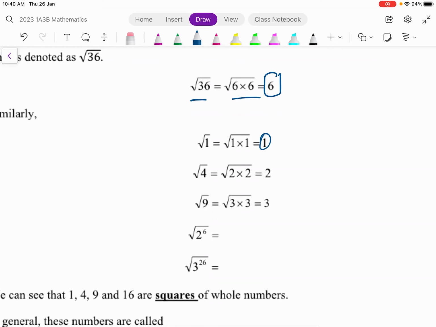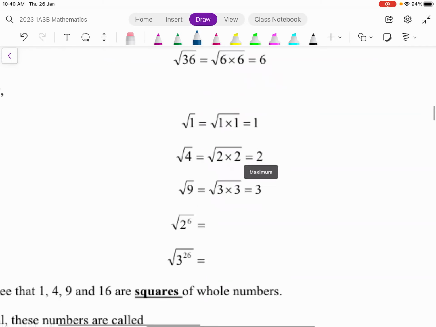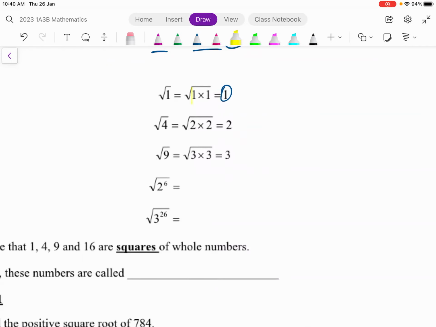Now what about square root of 2 power 6? You see what we are doing over here? What we are doing in all these examples inside the square root is to identify two numbers that are the same, that when multiplied together give you the corresponding number on the left, right? So in the same way, 2 power 6, are you able to split this number into two such that when they multiply together, you get 2 power 6? What are the two numbers? 2 power 3 times 2 power 3.